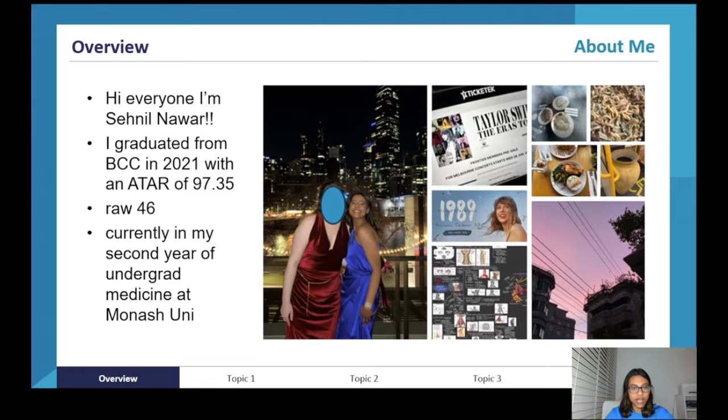So a bit about me before we start. I'm Chanel Noir and I graduated from Clarendon in 2021 with an ATAR of 97.35. I got a raw 46 in health, which I did in 2020. So during COVID, very fun. I'm currently in my second year of undergrad med at Monash Uni.